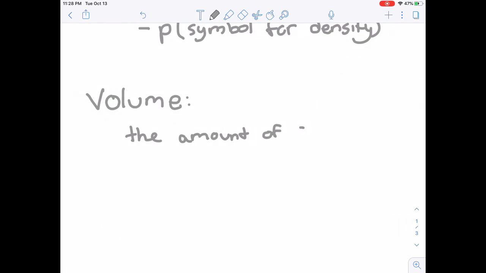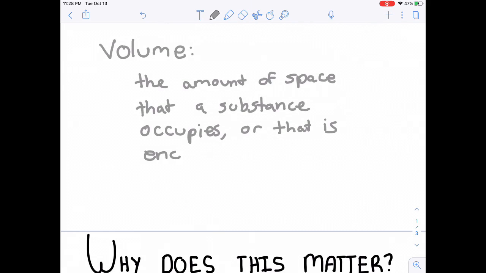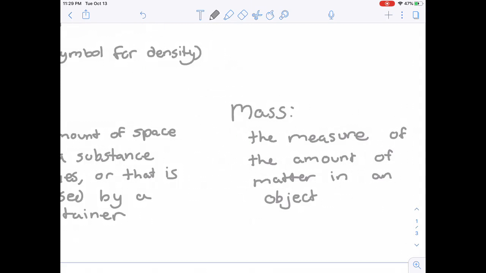Volume is just the amount of space that a substance or object occupies, or that is enclosed within a container. It is a three-dimensional quantity and can be used to measure any substance, solid, liquid, or gas. So now moving on to mass. What exactly is mass? So mass, simply put, is just the measure of the amount of matter in an object. Mass determines gravitational strength and is also key to buoyancy.